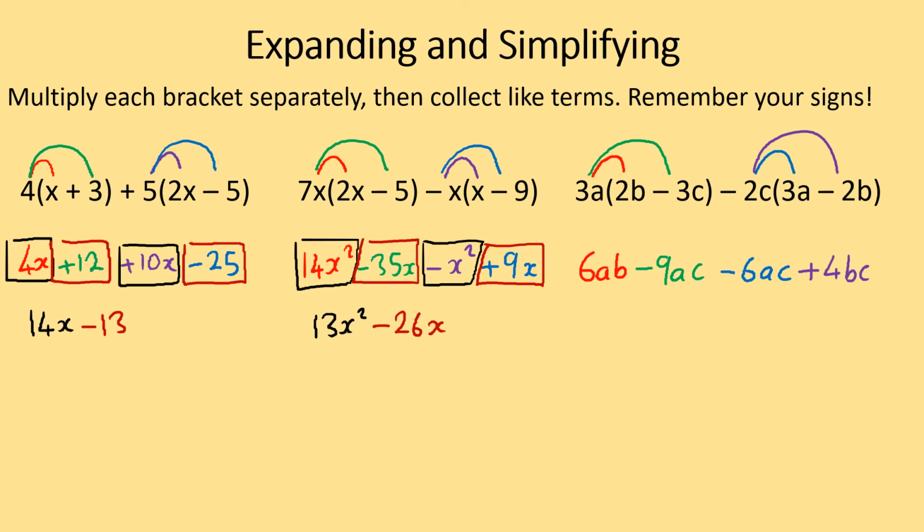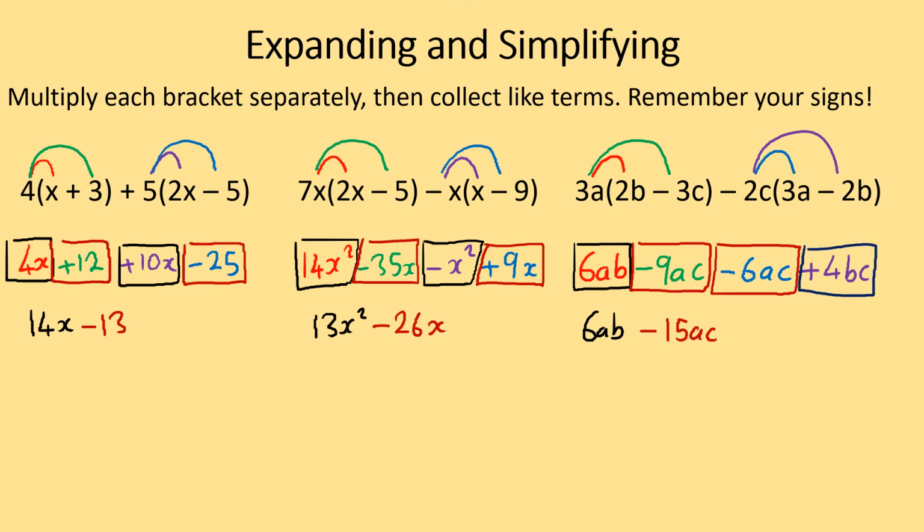Put that all together, we have got 6ab, and there's nothing that can combine with that. We've got minus 9ac minus 6ac, those can be collected, so that's minus 15ac. And then lastly, we've just got this plus 4bc at the end.